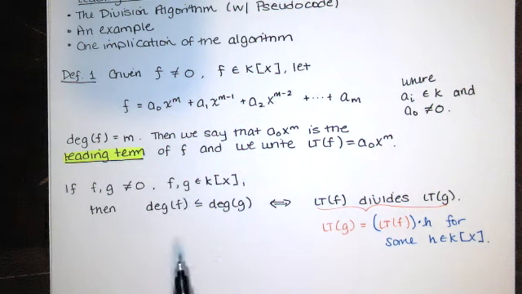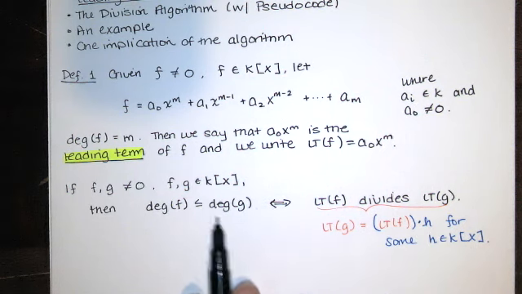When it comes to the degree, if we're saying that the degree of g is greater than the degree of f, we're just saying that the highest power of x for g is larger than the highest power of x in the polynomial f. So this is just saying that if that's the case, then the leading term of g is equal to the leading term of f times some other polynomial. And I think that makes sense.